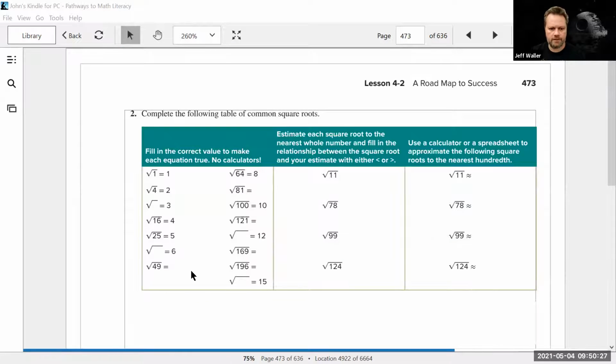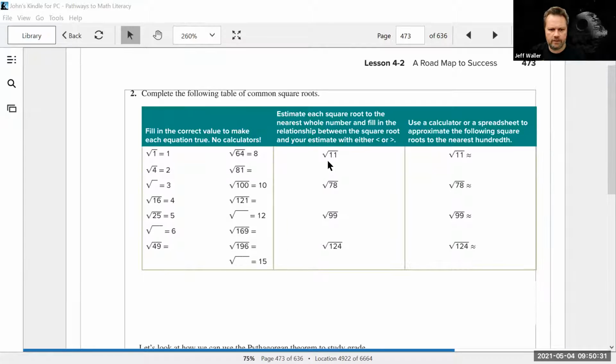Here they have a bunch of problems. Look at this one: square root of 11. Isn't that funny? That's the one I just said. What is that between?